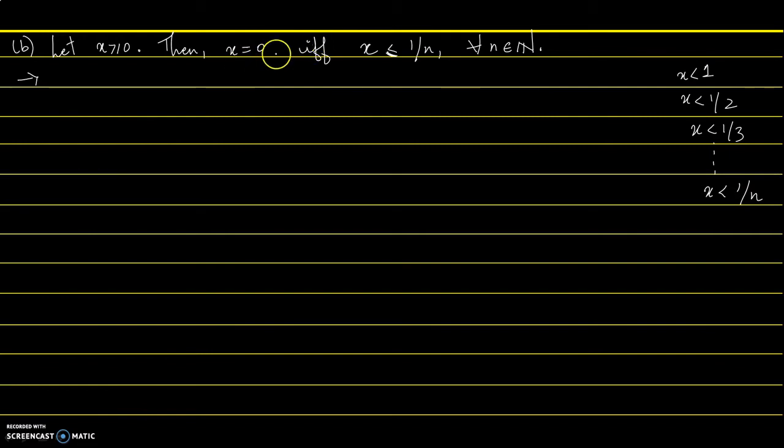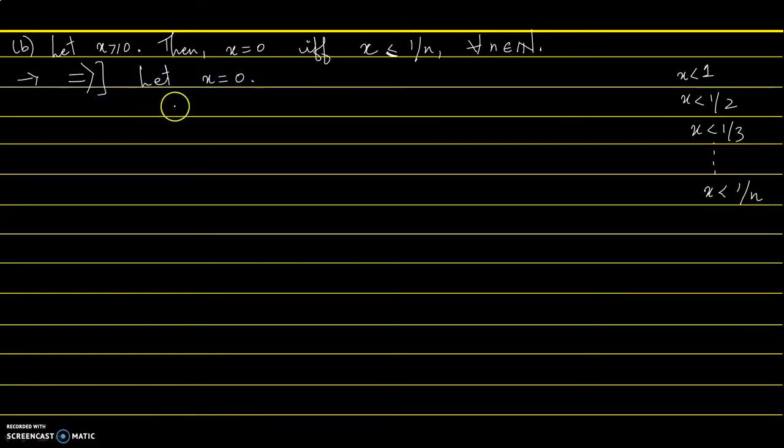There are two implications, as you know from the statements chapter. First we will assume that x is 0 and show that x is less than or equal to 1 by n for every n, and then the converse. So first I will assume the first part. Let x be equal to 0.